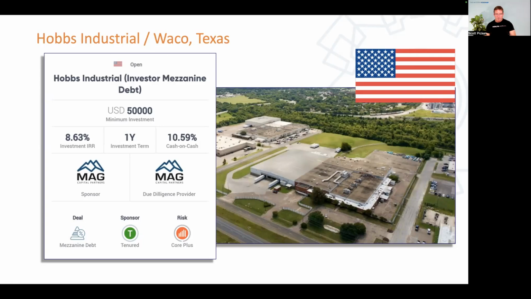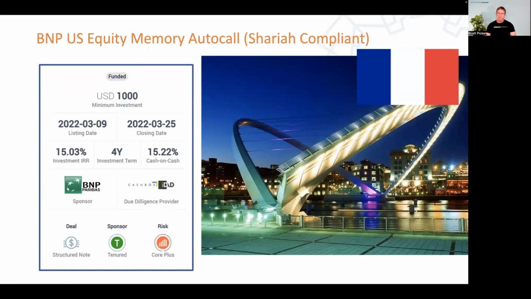If we take this one, this was also a MAG deal, and this was actually a debt deal, so it was a 10.5% cash return. Again, another industrial building. It was only a 1-year deal, but they are also tenured. Then you've got a structured note, which is held by BNP Paribas, one of the top banks in the world, literally a AAA rated bank. It was a 4-year investment, and this had a 15% cash on cash return. And you can see that they're also tenured.